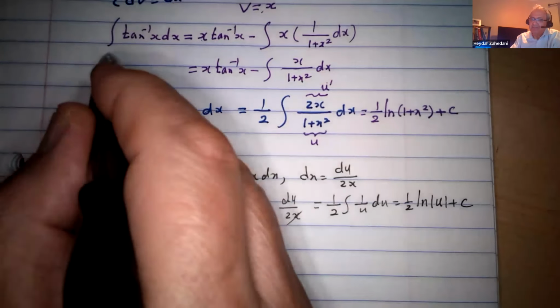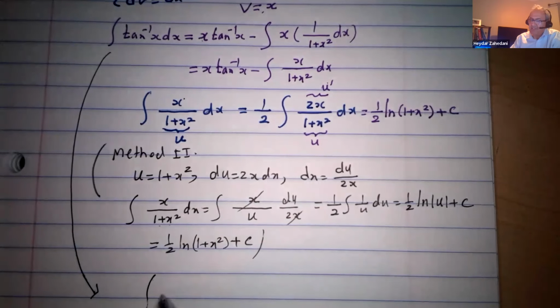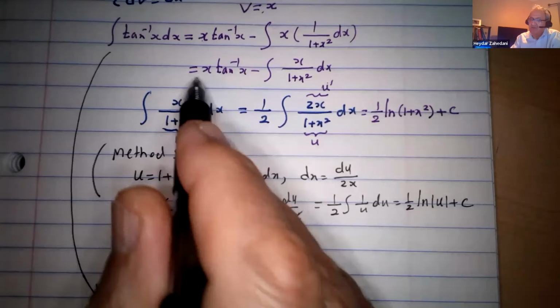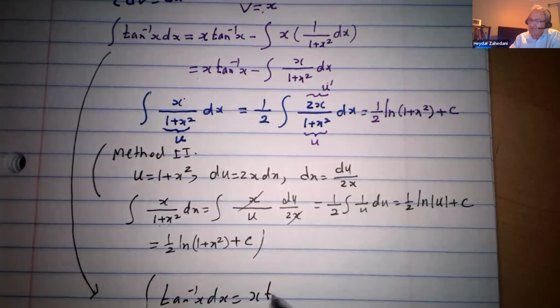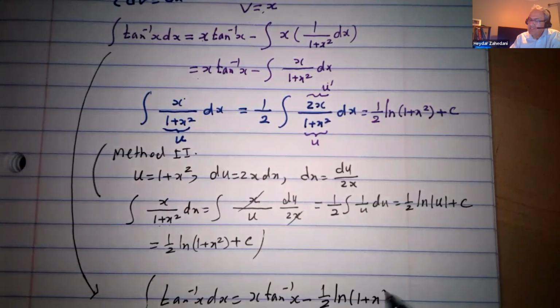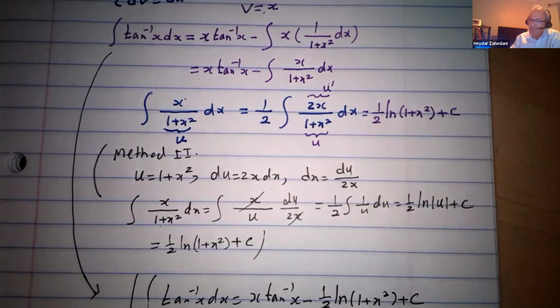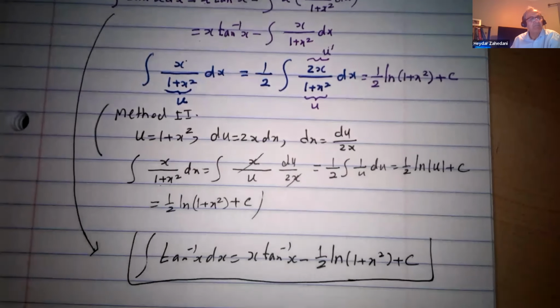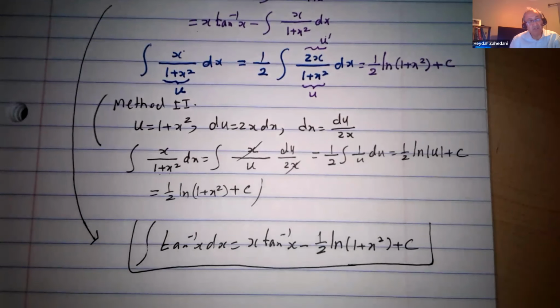So the final answer: integral of tan inverse of x dx is equal to x tan inverse of x minus 1/2 ln of 1 plus x squared plus c. That would be the final answer. It's a very important result, and we may ask you to do it for us. Just make sure that you are ready for it, and that's going to be the tan inverse.